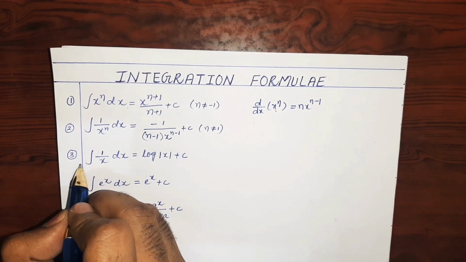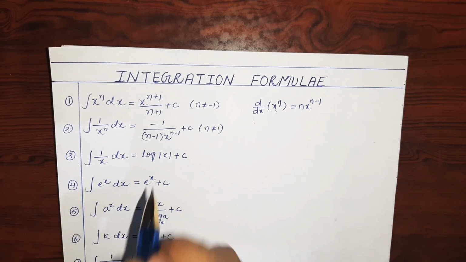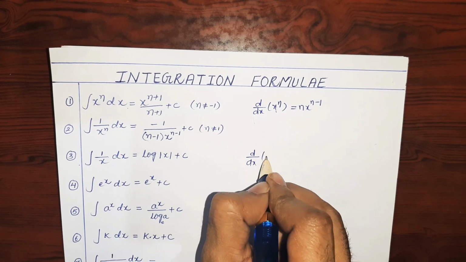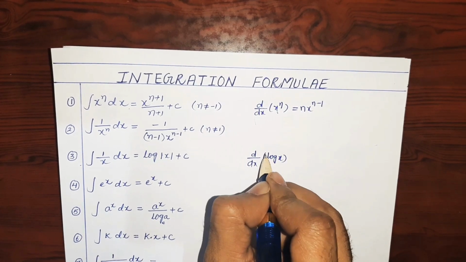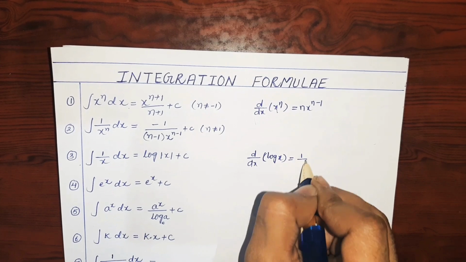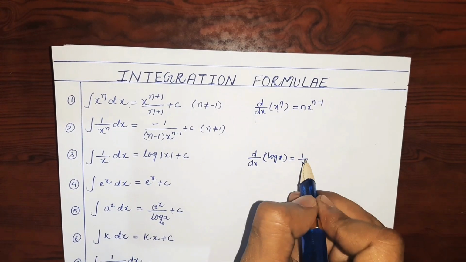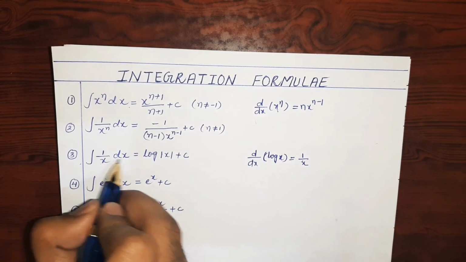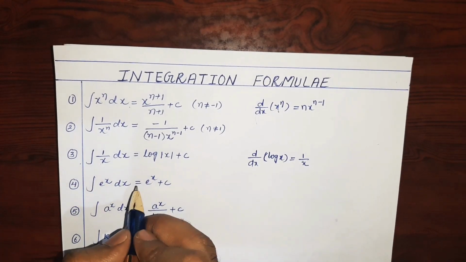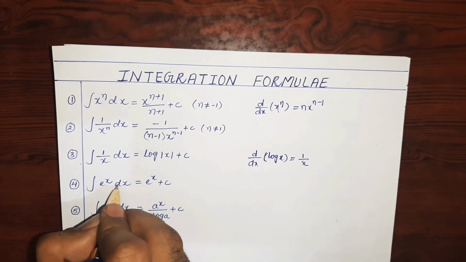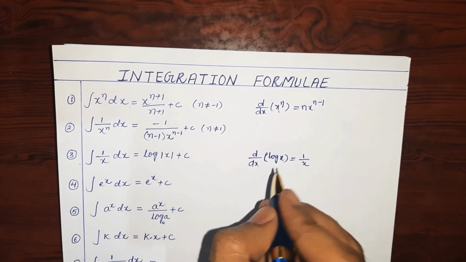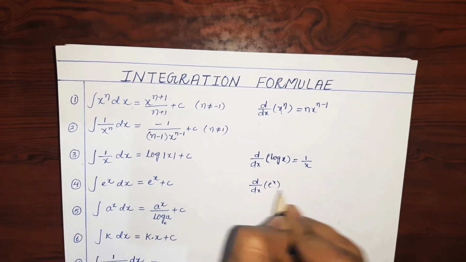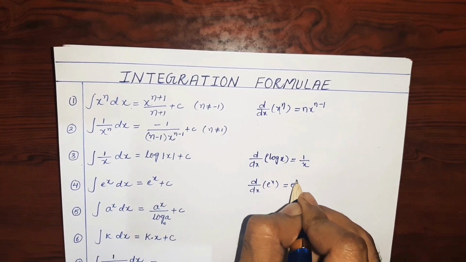The second formula is integral 1 by x dx is equal to log x. There is a formula in differentiation that d by dx of log x is equal to 1 by x. The derivative is 1 by x. You know that we always write a constant with the integration. Now the third one, integration e power x dx is equal to e power x plus c. In the differentiation, the formula is d by dx of e power x equal to e power x.